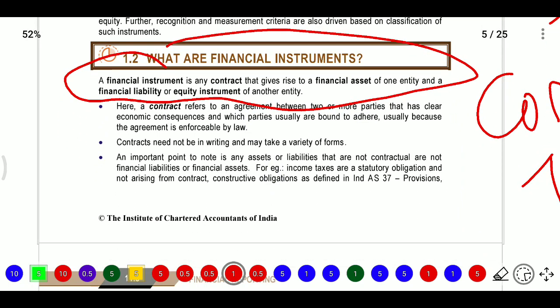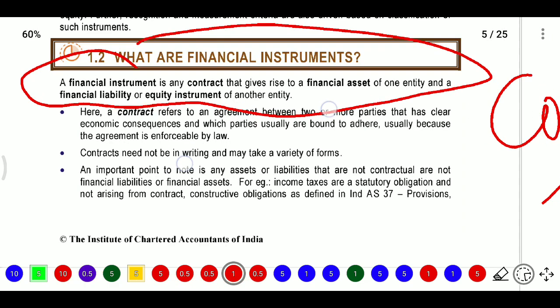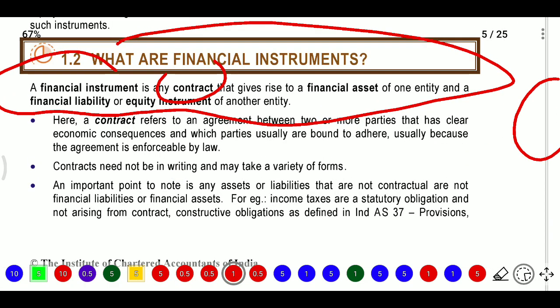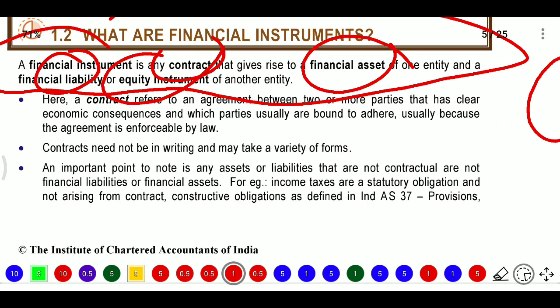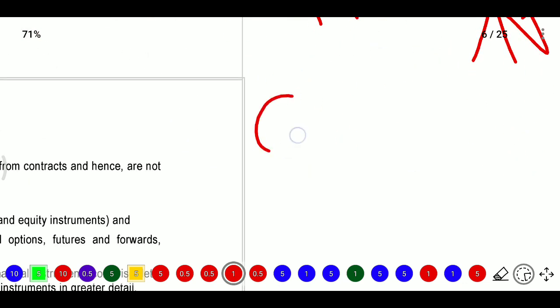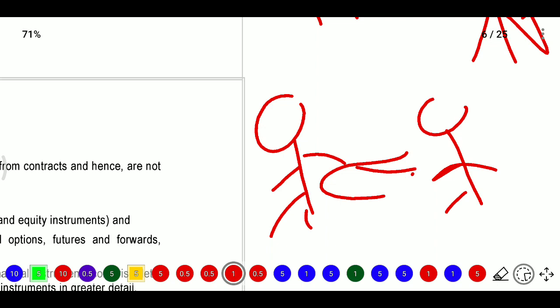Here, the highlighted words are the broad terms. What does contract mean, what does financial asset mean, what does financial liability mean, and what is an equity instrument? Contract means an agreement between two parties. Here there will be one party and another party, and between these parties there will be an agreement, which is known as a contract.